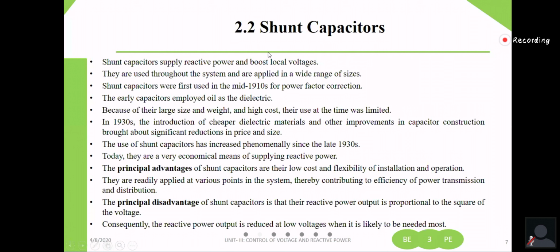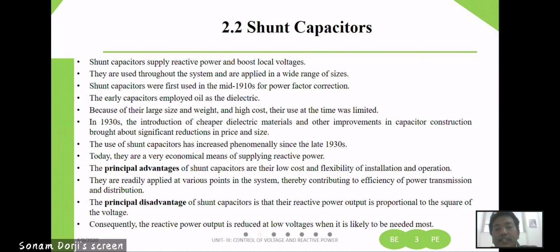Okay, now let me start again. Last class we studied the methods of voltage control, and under that we know there are passive compensation and active compensation. We are still under the passives. Under passive we have studied the shunt reactors, and today we'll study shunt capacitors. You will know the differences between shunt reactors and shunt capacitors clearly after completing this.